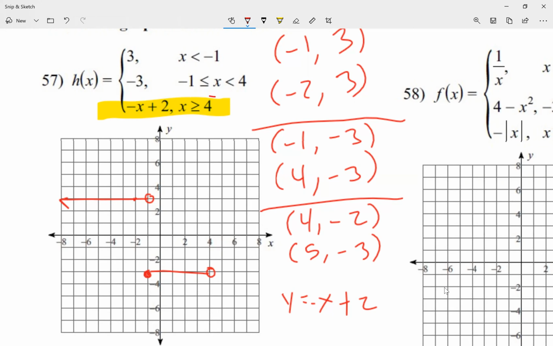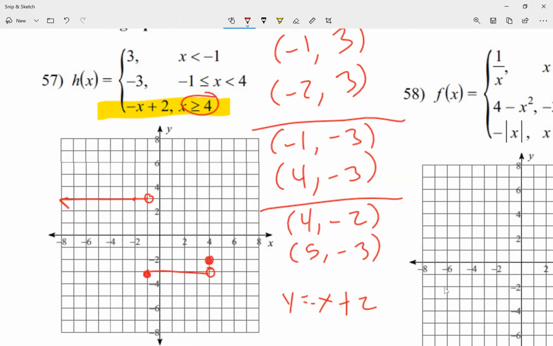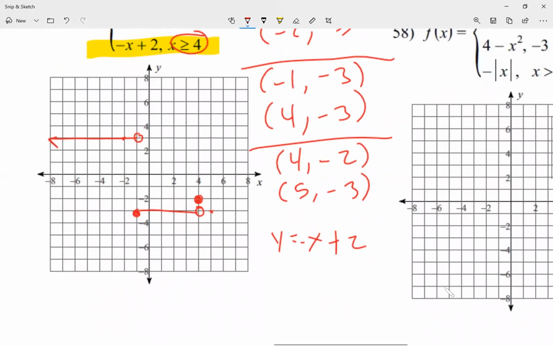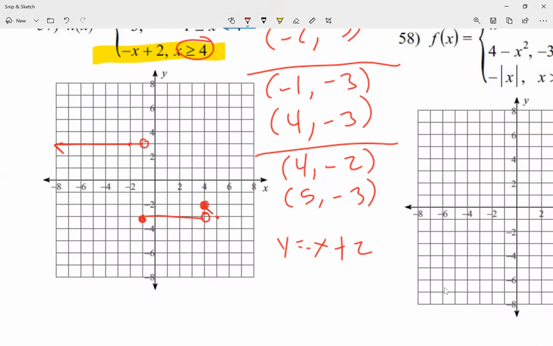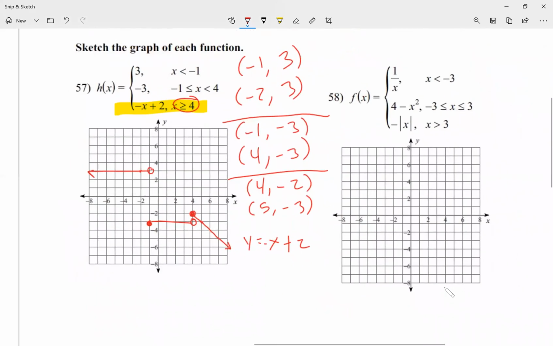All right, my first point is a closed circle. So 4, -2 is a closed circle. My second point, 5, -3, is just a point. I start at the closed circle and go through the point. Let me do a better graph right there. That's it.